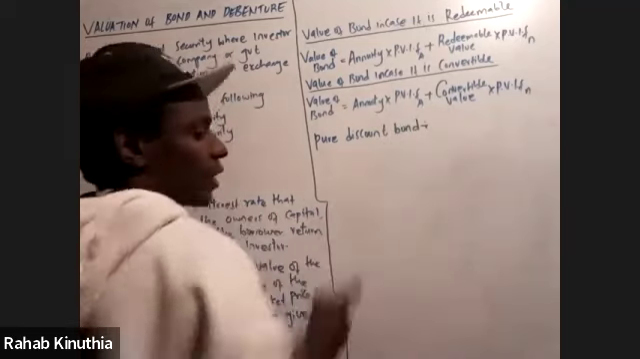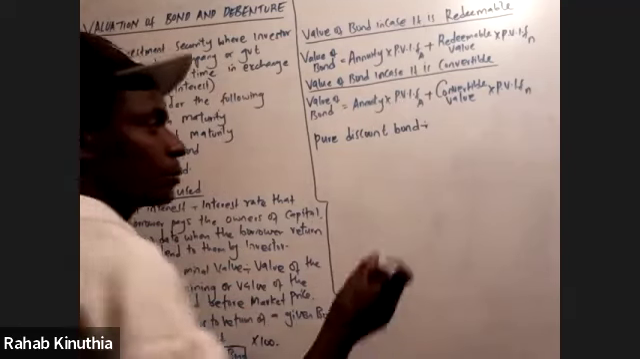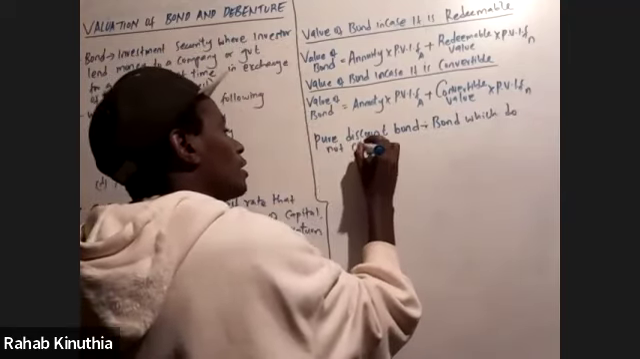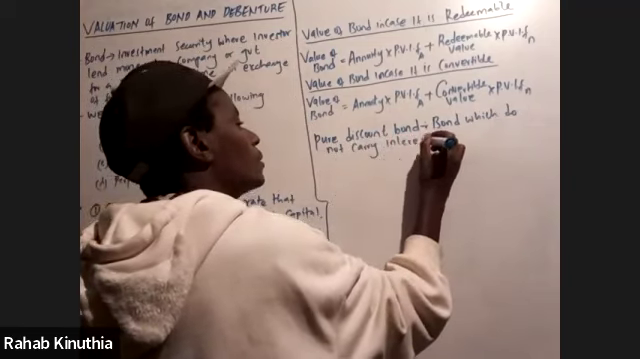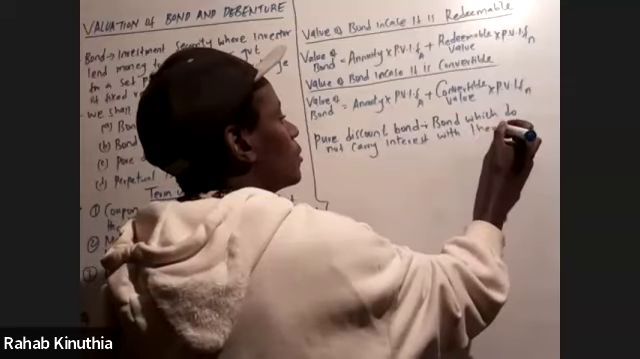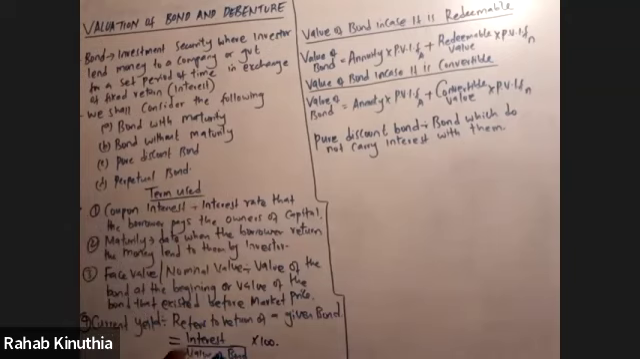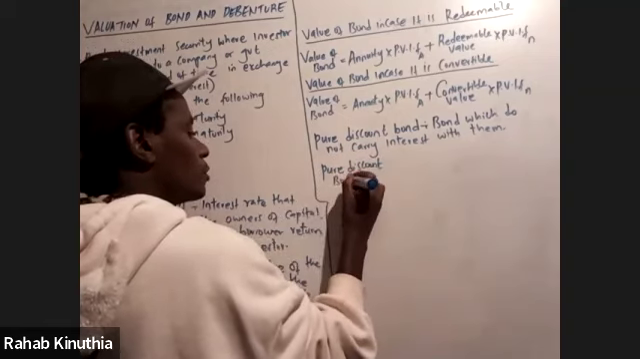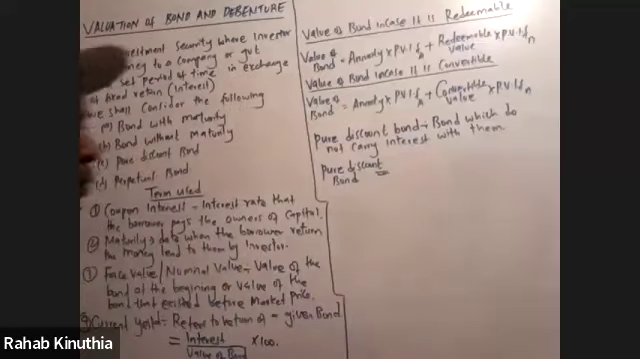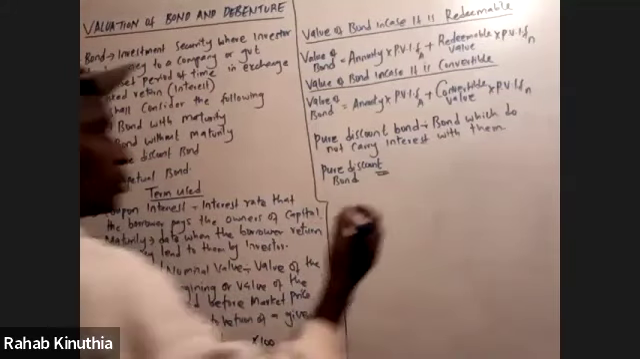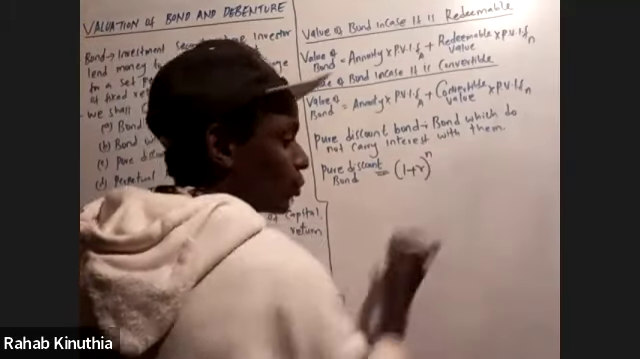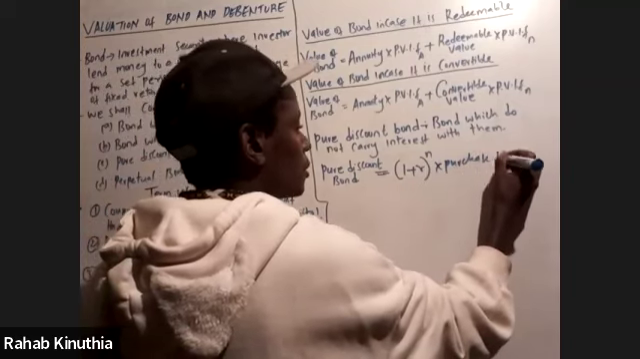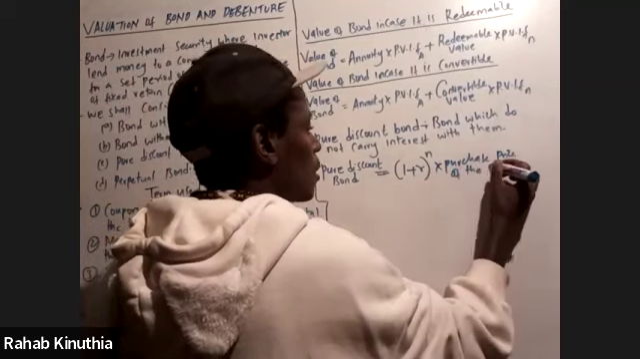Pure discount bond. You can define it as bonds that do not carry interest rate with them. So the pure discount bond will be equal to 1 plus R raised to N times the purchase price of the bond.